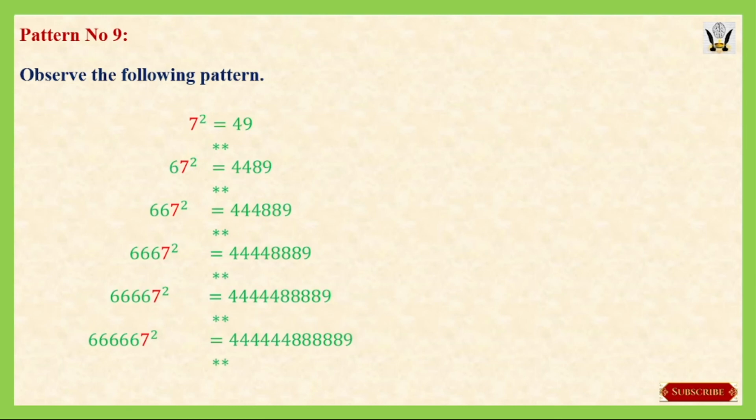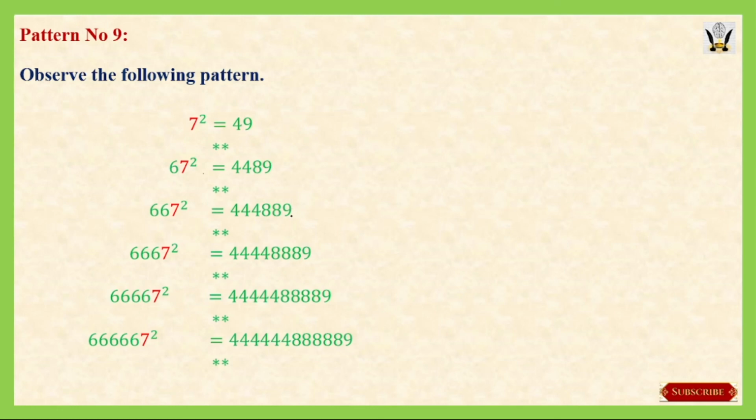Now the next pattern. After observing this pattern, we have seen that 7 square is 49. Then we take a digit which is less than 7, so it is 67. When we take the square of 67, with the 49 we keep the 9 and before 9 we add 8, 7 plus 1, and then it will be 2 fours. Now when we add one more 6 on the left, it becomes 667. And when we take the square of 667, what will be the square value?